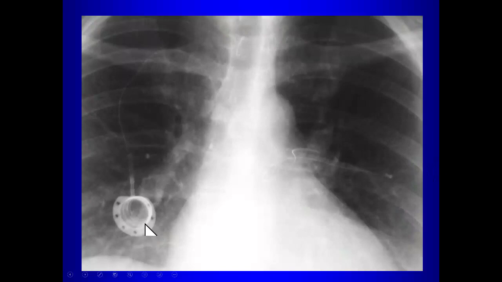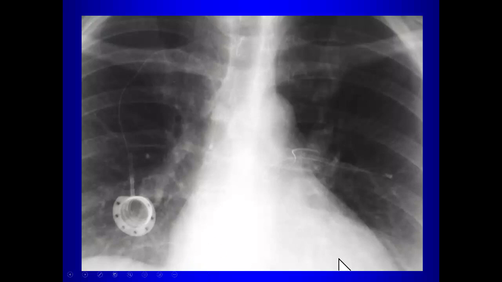This person had a portacath. The portacath broke. Here's the tip. Where is it? Well, if you're a portacath, where do you want the tip? Superior vena cava. And if you break, you go where? Right atrium.